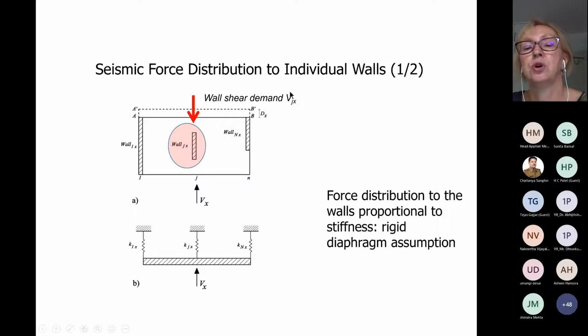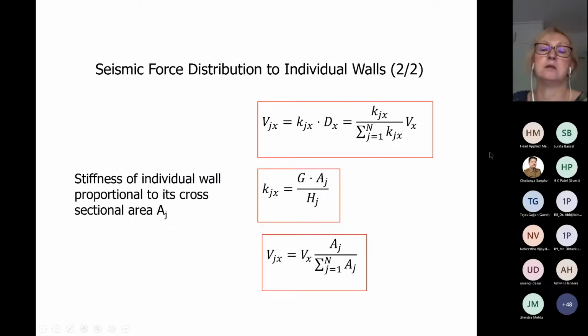So let's call this Vjx, because the wall is called Jx and V is the seismic force. It is not the stress, it is the force. Now we are coming to equations. The top equation tells us how we determine the force in the wall. Force in the wall is equal to the stiffness of the wall, which is a characteristic of the wall and has nothing to do with applied loading, and the displacement.